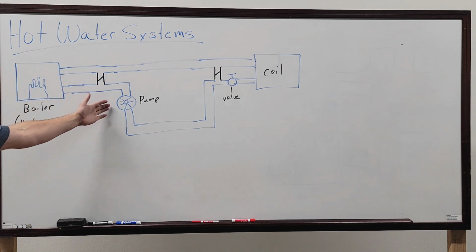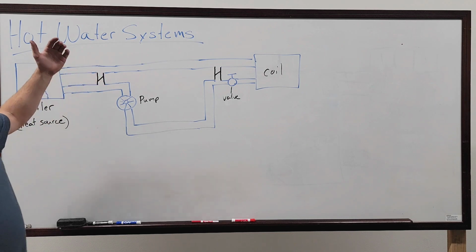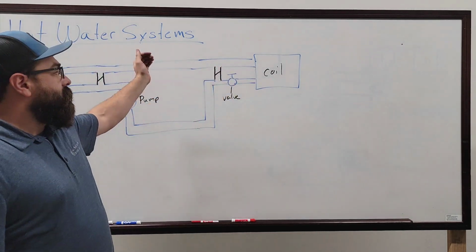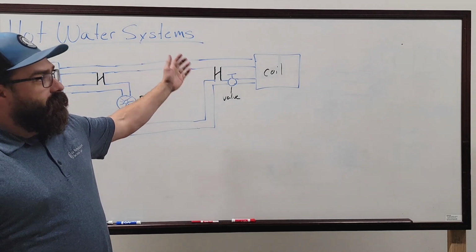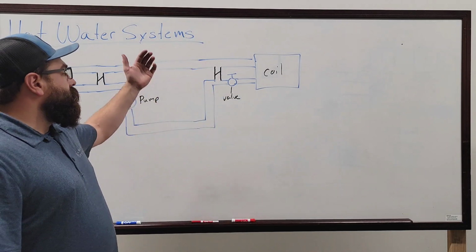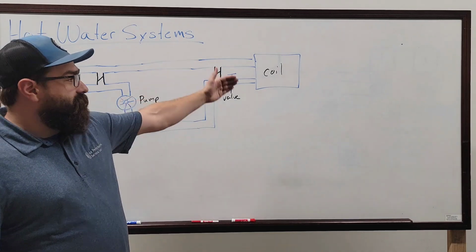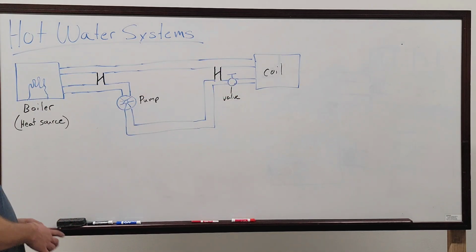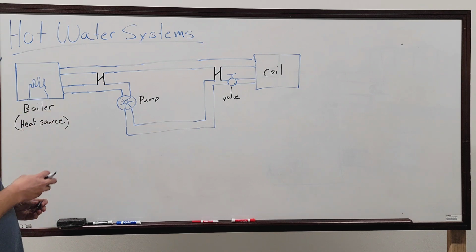Then you have obviously a pump to circulate the water through the system. You have a coil, which would then take and transfer the heat from the water to the air flowing over the coil. You have a valve, which controls the amount of water going through the coil. And that's the basic parts. There are and can be two other kinds of valves in a hot water system.